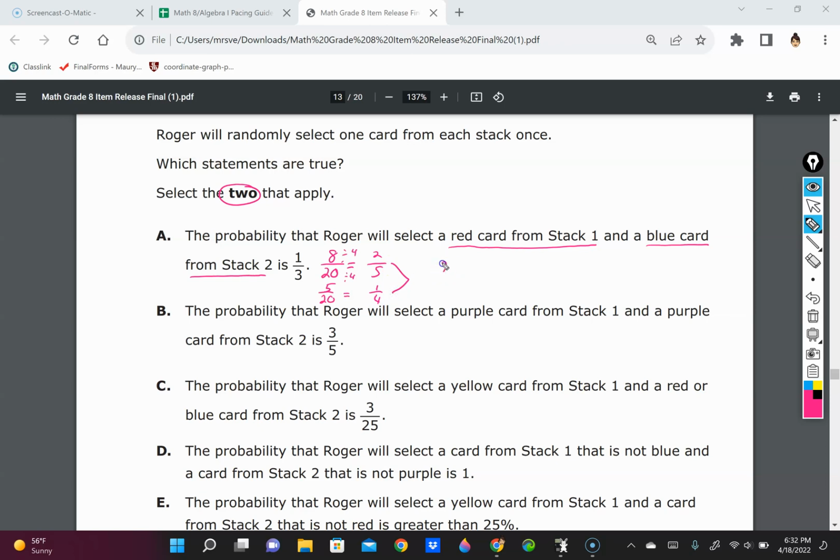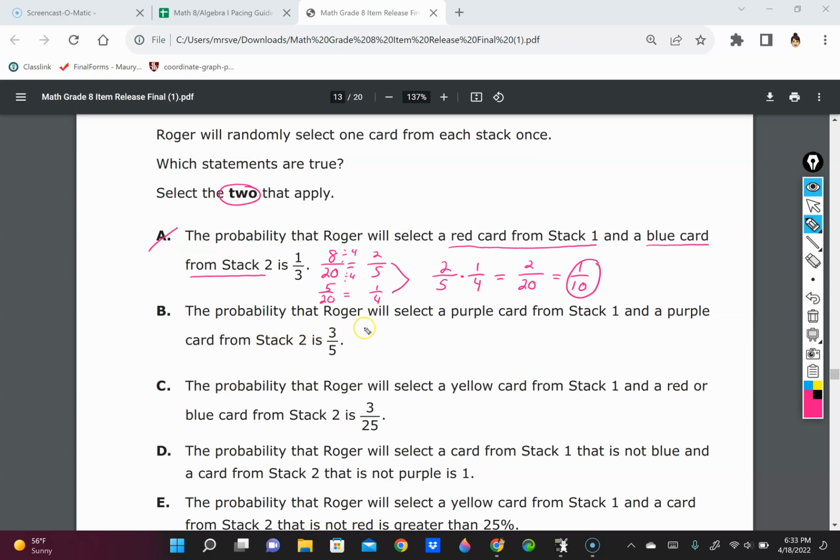When we have 2 different events, we need to multiply these together. 2/5 times 1/4, which multiplies straight across, gives you 2/20. Reduce your fraction, that gives you 1/10. Now we're supposed to get 1/3. That didn't happen, so I'm not going to choose A.